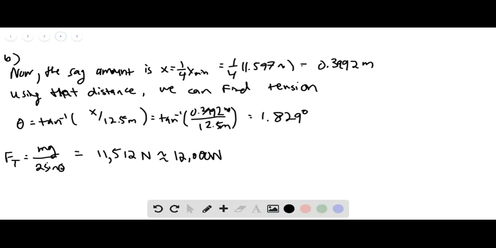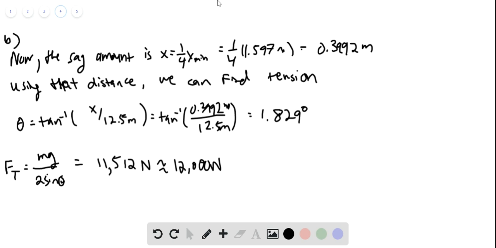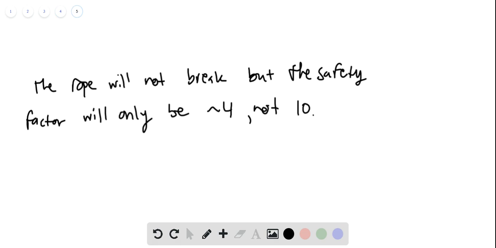Our new angle is going to be 1.829 degrees, which we can then plug into the sine theta equation below. And mg over 2 sine theta will give us the tension with all of our numbers plugged in, should be about 12,000 newtons. More exactly, it'll be 11,512 newtons. And with this, the rope will not break, but rather than the safety factor being 10, it's only going to be 4.